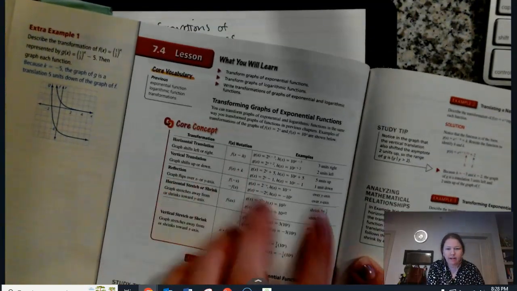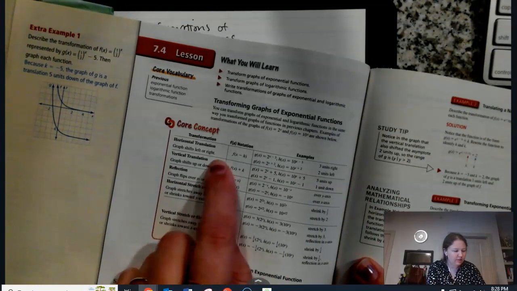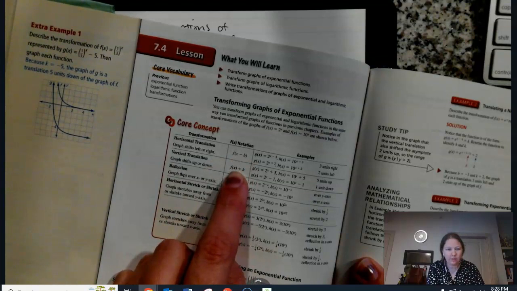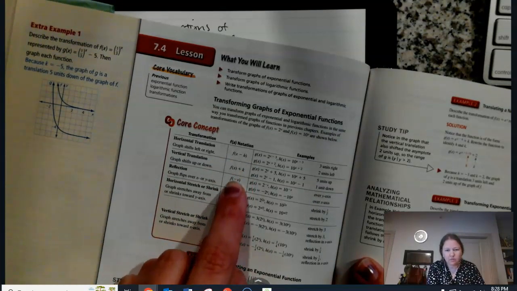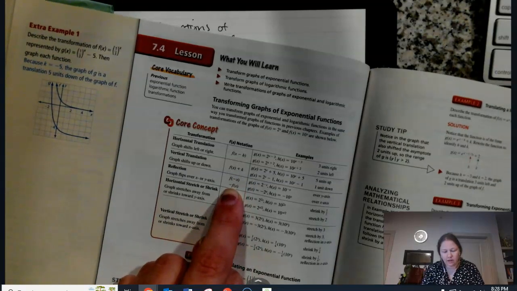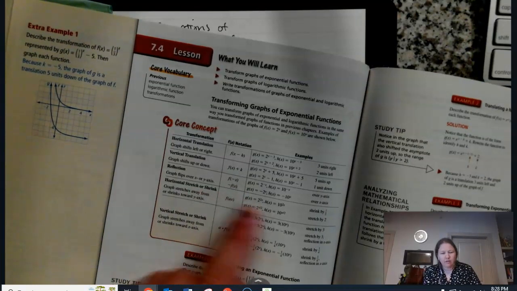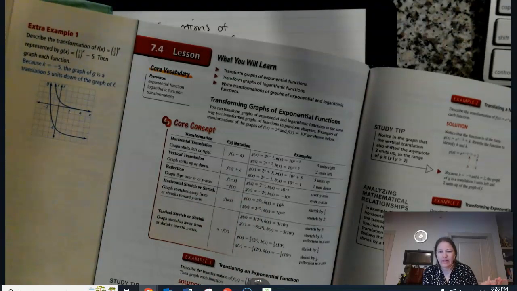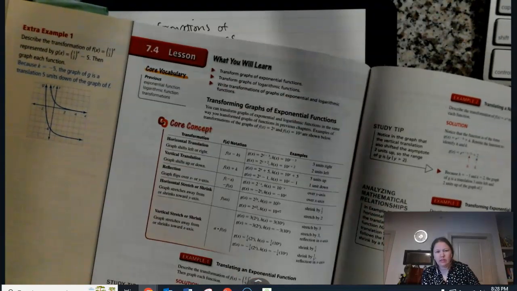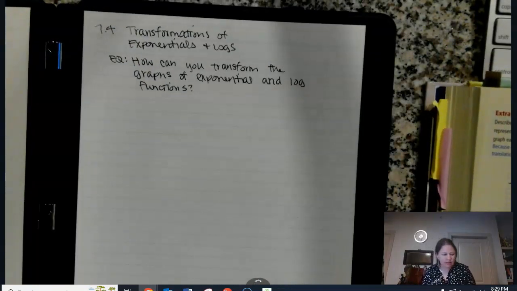So I just don't want to rewrite this chart again. We've had it so many times. We understand that horizontal transformations are inside parentheses, vertical are outside, reflections over the y-axis is just the x that's negative, over the x-axis is the whole equation that's negative. We have our horizontal stretches and shrinks, and we have our vertical stretches and shrinks. We get it. If you don't get it, maybe you need to copy this down again. But hopefully we don't need to copy that down again.